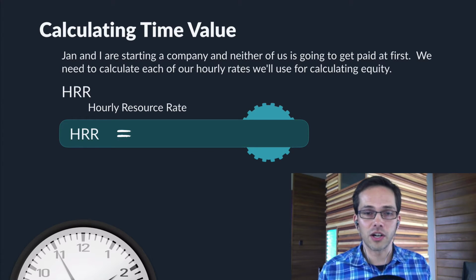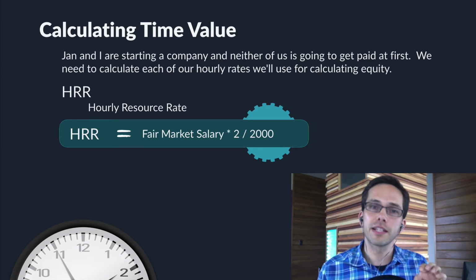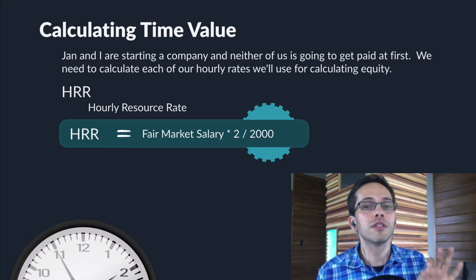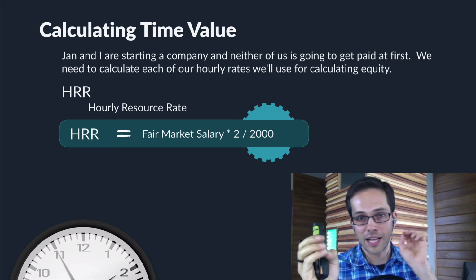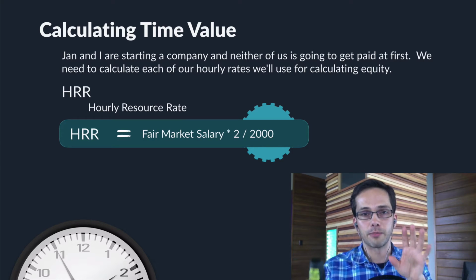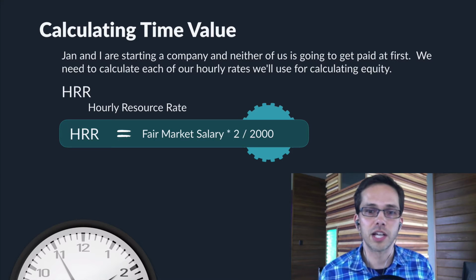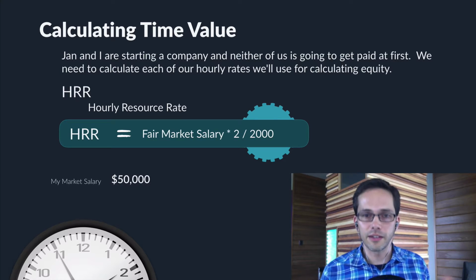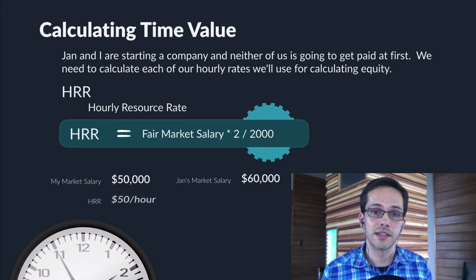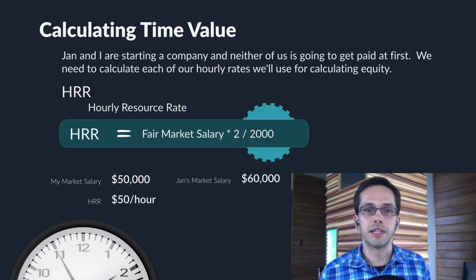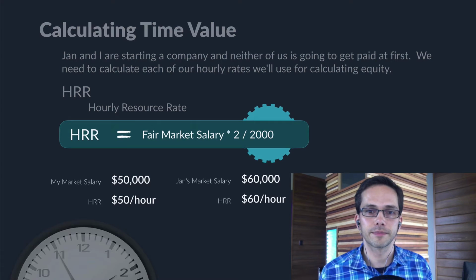Our HRR equals our fair market salary times 2 divided by 2,000. Don't worry, I'm going to show you where that 2 and 2,000 come from. But for now, let's just follow this logic. If my market salary, I figure out, is 50,000, and Jan's market salary is 60,000, my HRR is going to be $50 an hour, and hers is going to be $60 an hour.